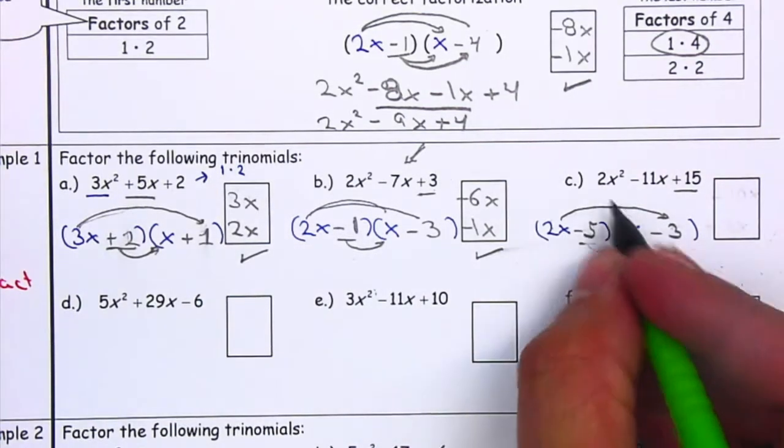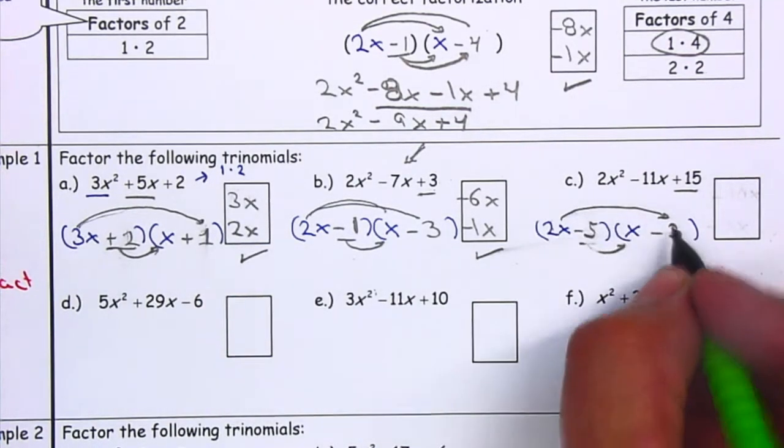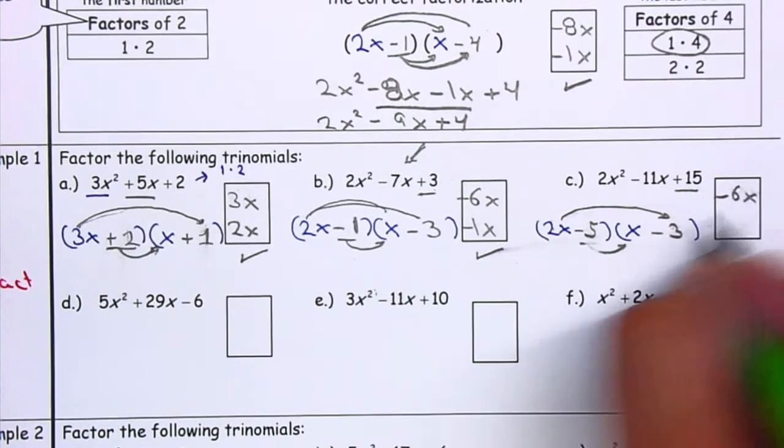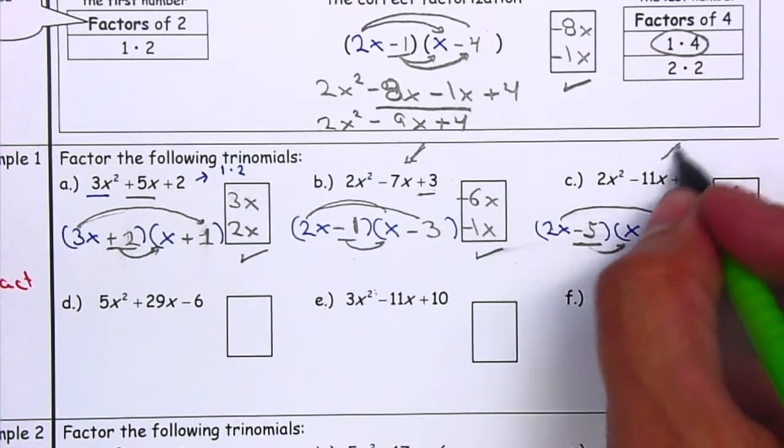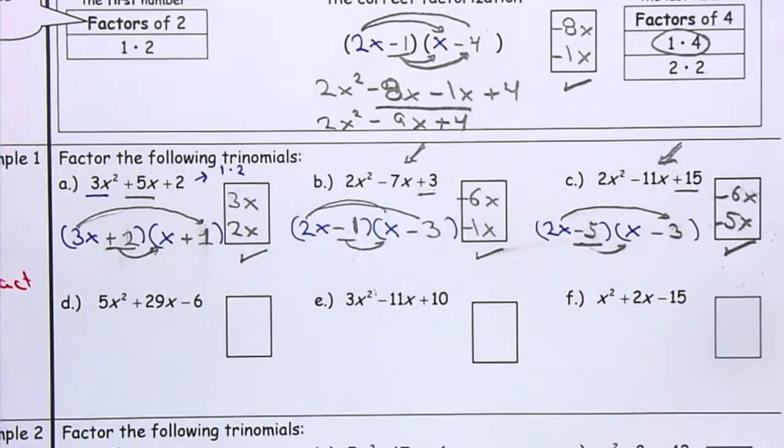So 2x times x is 2x squared. 2x times negative 3 is negative 6x. Negative 5 times x is negative 5x. If I add them, does it give me negative 11? Yes.